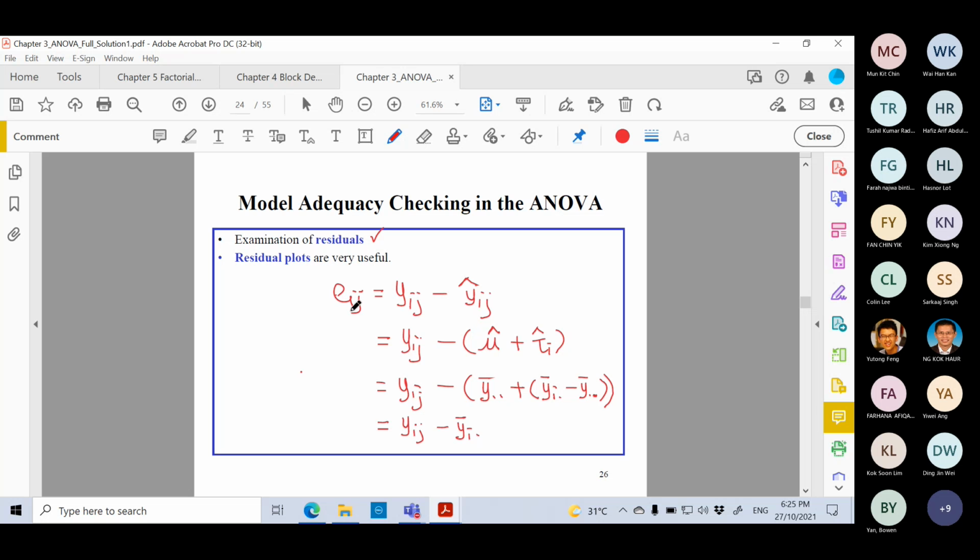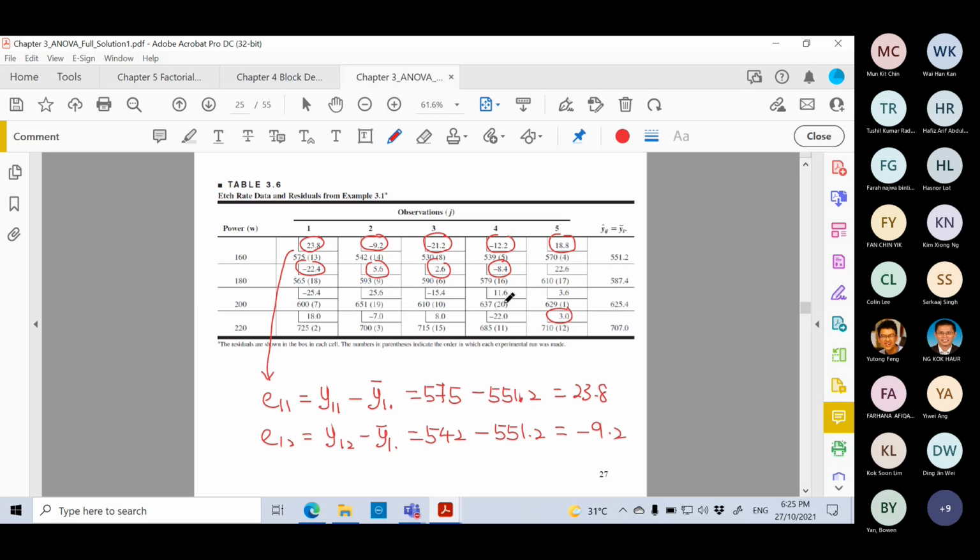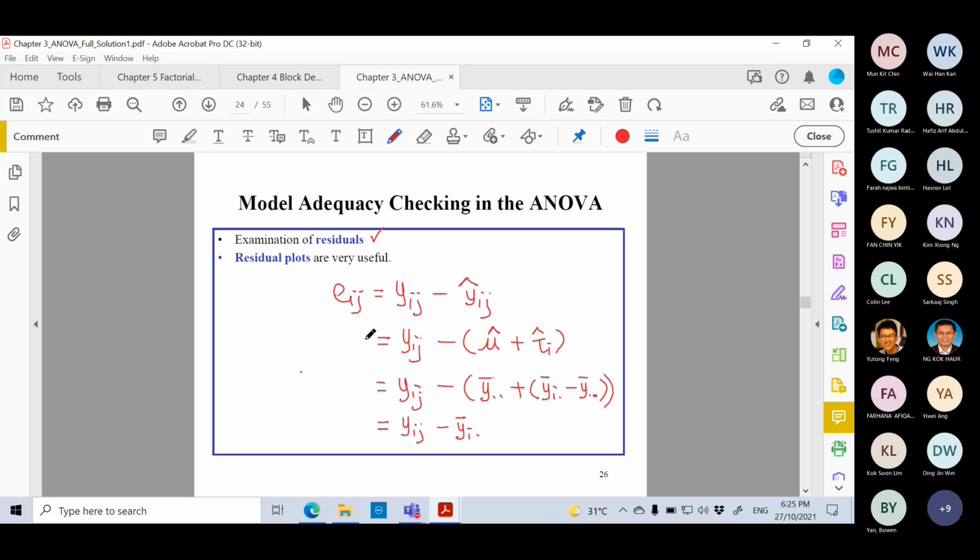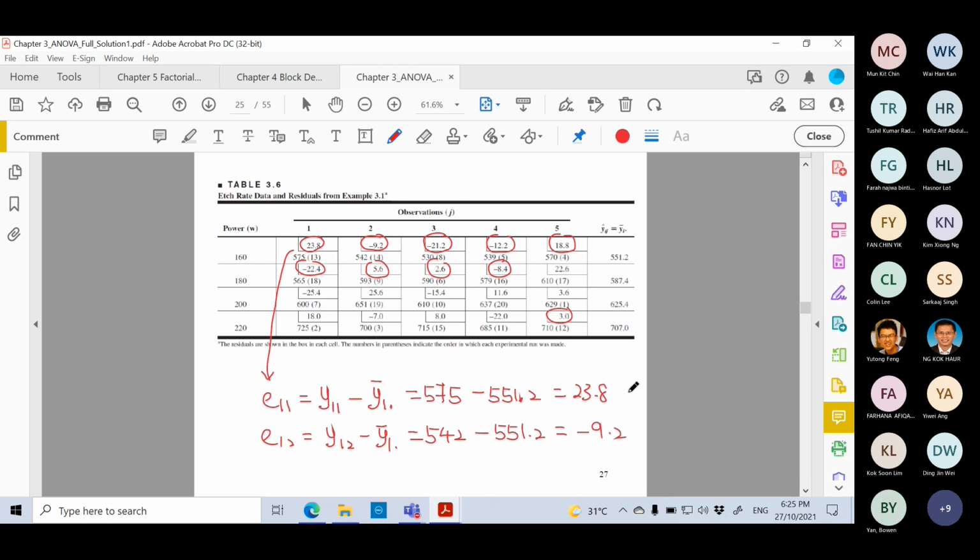After we calculate the residue for all the data, these are the residues here. I have shown it to you. The first point is using the first y11 minus the mean for the 1 dot, because we have derived the formula of the residue. So therefore, I can calculate the first value as 23.8. And y12 is given by negative 9.2 and so on. So you can check the residues here.